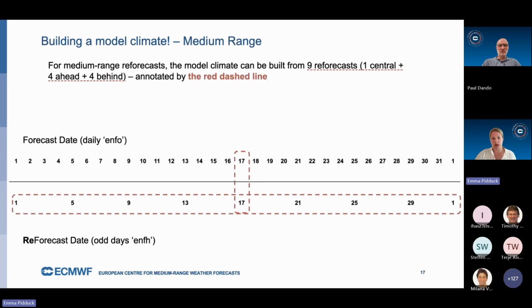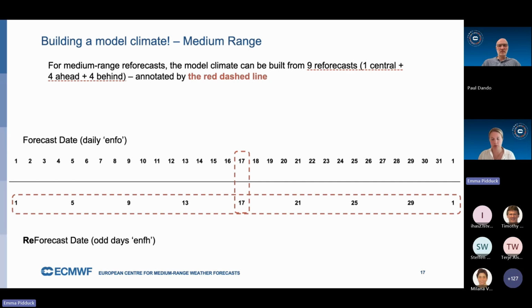For the medium range, you need a few more. So for the sub-seasonal, you need 5, but for the medium range, a model climate is built from 9 reforecasts. So again, using the 17th of the month as the reference point, for the forecast date of the 17th, you will use 9 reforecasts centered around the 17th. So the reforecast from the 1st, the 5th, the 9th, the 13th, 17th, and so on, all the way through to the 1st of the next month. And again, this is annotated by the red dashed line. And you will have sufficient reforecasts to be able to build this.